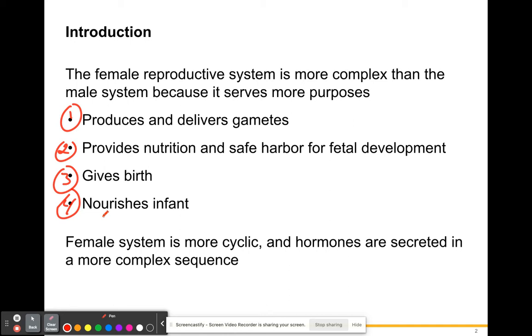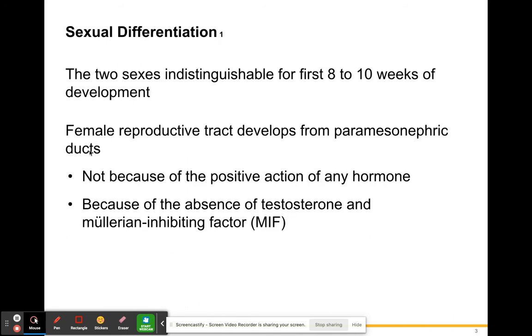Okay, the female system is cyclic compared to the male reproductive system, and hormones are secreted in a much more complex sequence, which we will discuss later. We had mentioned in the last lecture that the two sexes are pretty indistinguishable for the first 8 to 10 weeks of development. The female reproductive tract will develop from what we call the paramesonephric ducts, and not because of any positive hormone action, but because of the absence of certain hormones like testosterone and MIF, which is Mullerian inhibiting factor.